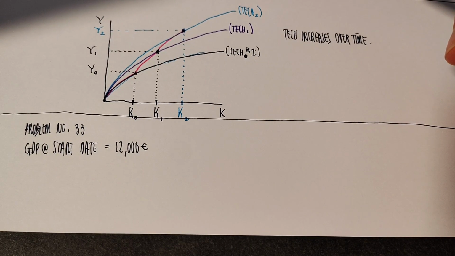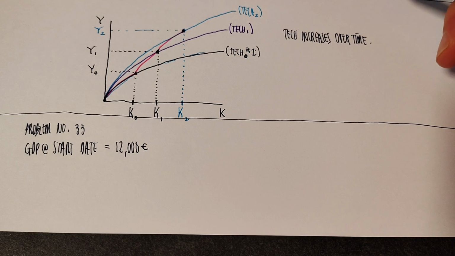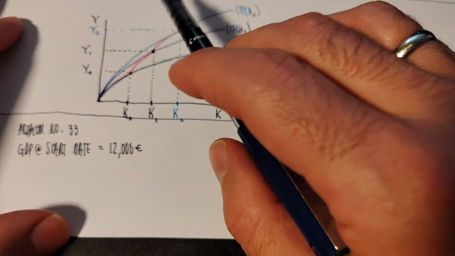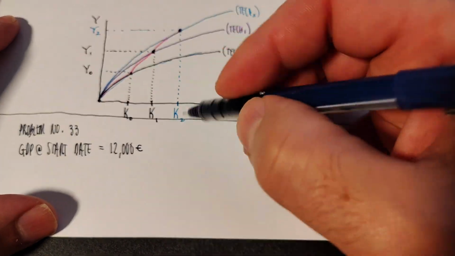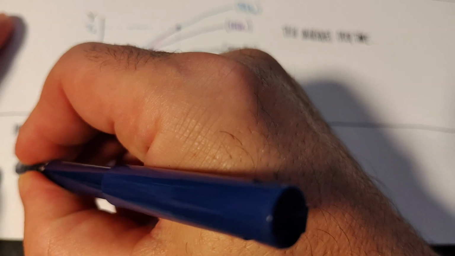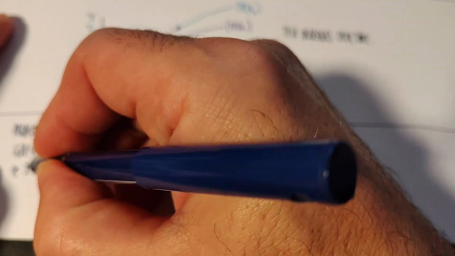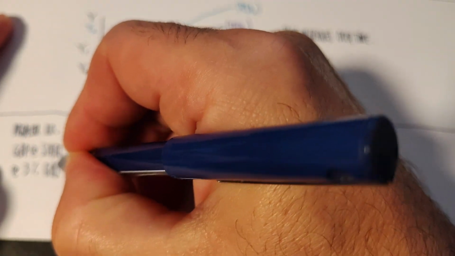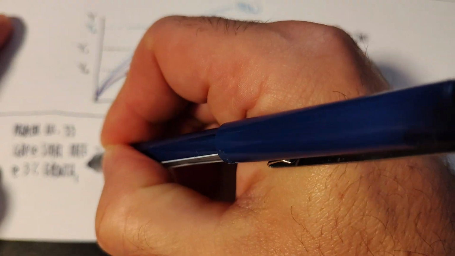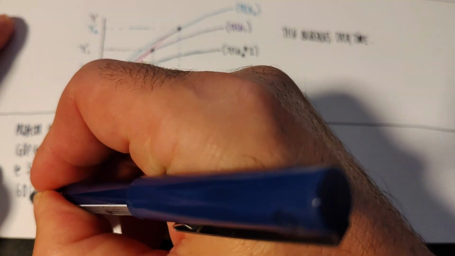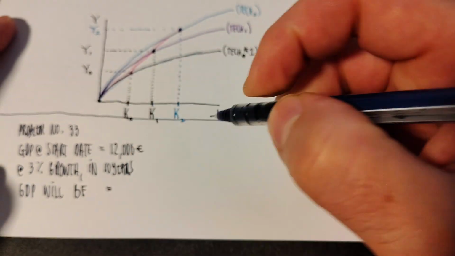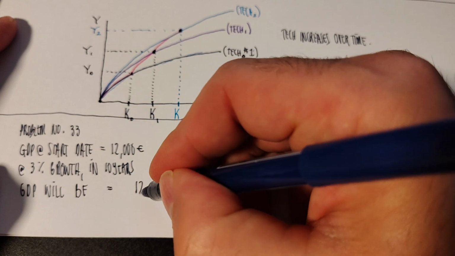So how large will GDP per capita be if it grows at an annual rate of 3% for 10 years? All right, so we want to know what's going to be GDP in 10 years. So it's kind of similar to the problem or the example that we just did. So at 3% growth in 10 years, GDP will be, so it's going to be 12,000 euros.